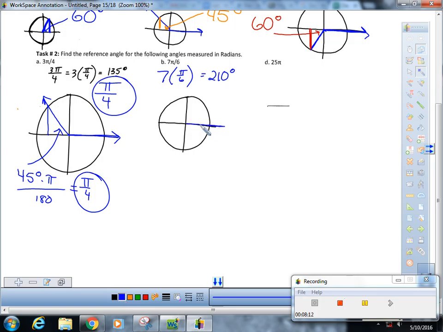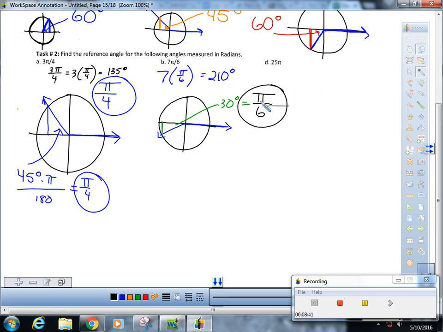210. Which quadrant? Third quadrant. How many degrees past the 180? 30 degrees. So what's my reference angle in degrees? It's 30 degrees. So now I just need to change 30 degrees into radians. Pi over 6. Very good, Henry. You're getting it. So my reference angle is pi over 6.